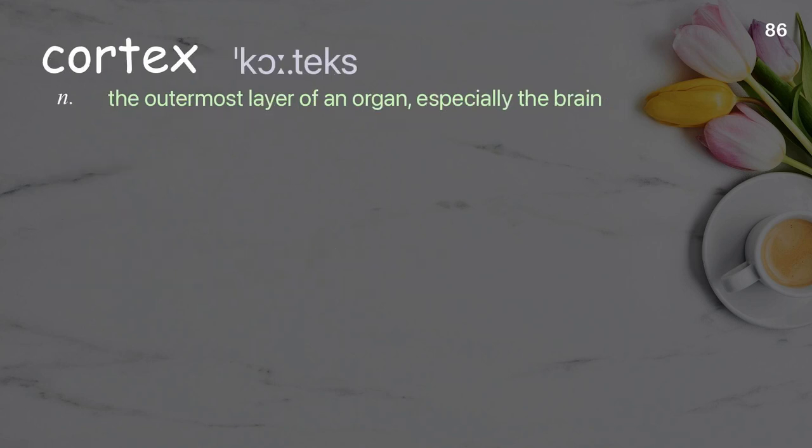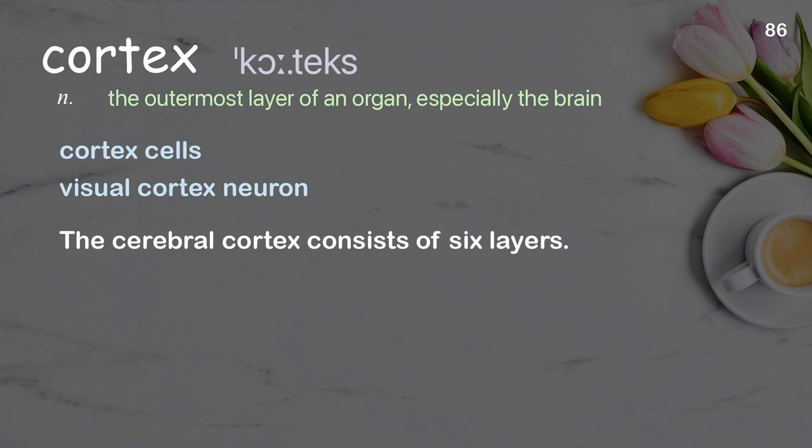Cortex: the outermost layer of an organ, especially the brain. Examples: cortex cells, visual cortex neuron. The cerebral cortex consists of 6 layers.